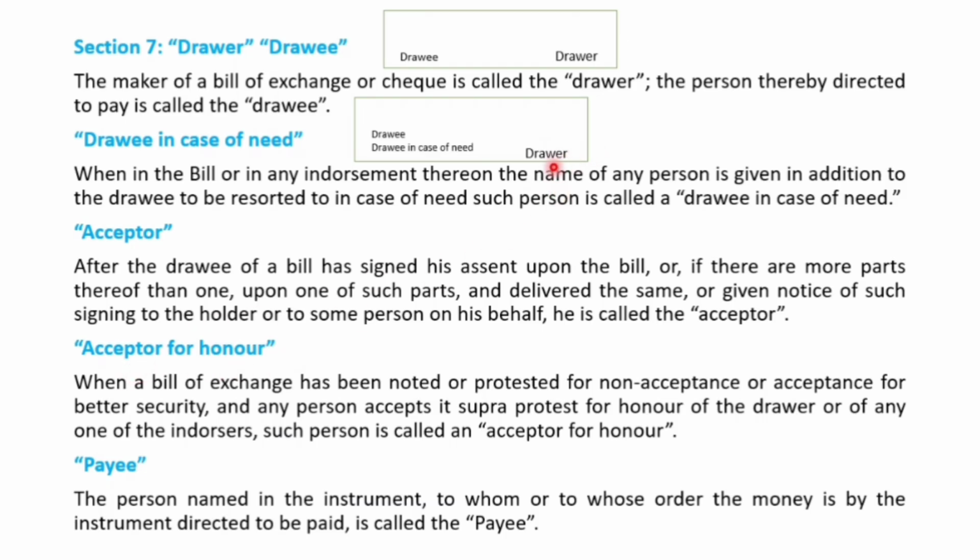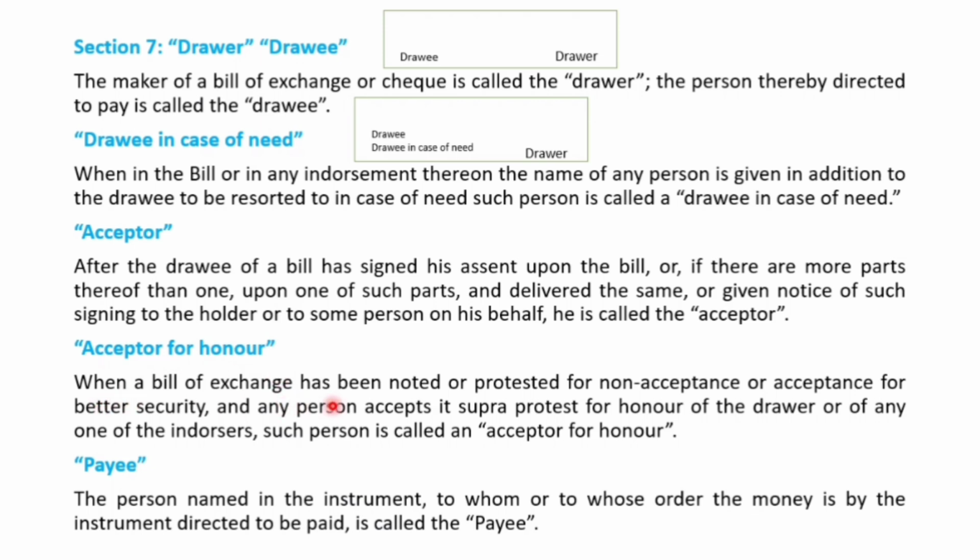So such person who comes to protect the honor of the drawer is called the acceptor for honor. For example, if father is the drawer and nobody accepts the bill, in order to avoid the liability of the father, his daughter or son may come into play and they may accept the bill. So that person, the daughter or son here, is called the acceptor for honor.